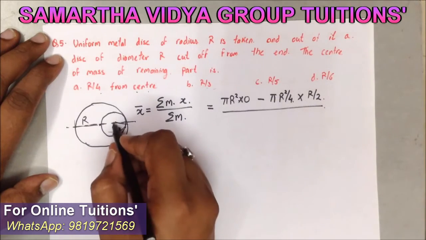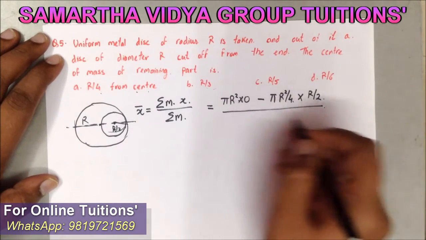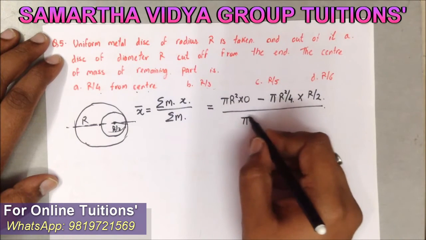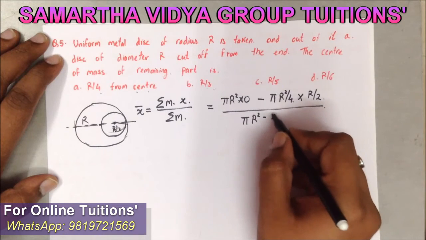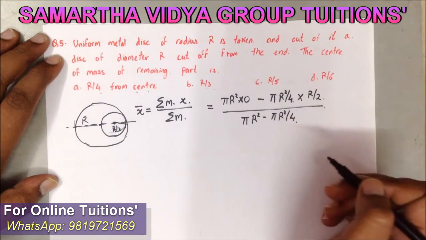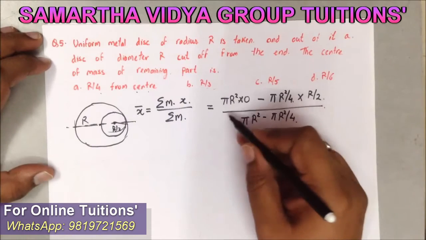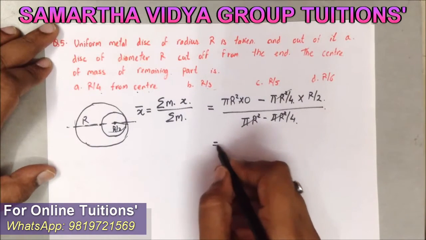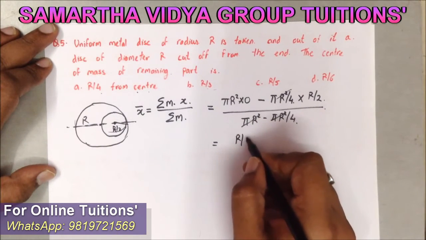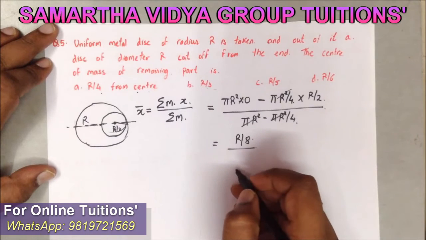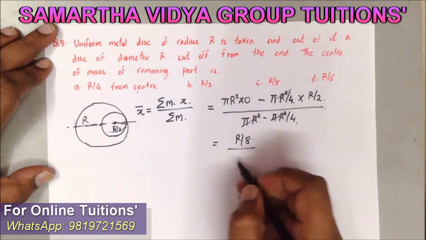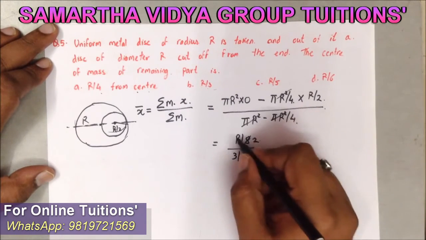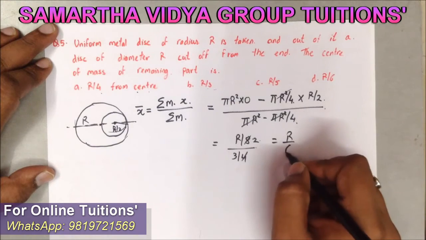divided by, because its center is at this point, divided by the total mass. So total mass is nothing but the total area. So that's pi r square minus pi r square by 4. So from here we can see that the pi r square gets cancelled out, and we are remaining with the numerator term r by 8 divided by the denominator term 1 minus 1 by 4, which is nothing but 3 by 4. So 4 gets cancelled out with this. It becomes equal to r by 6.